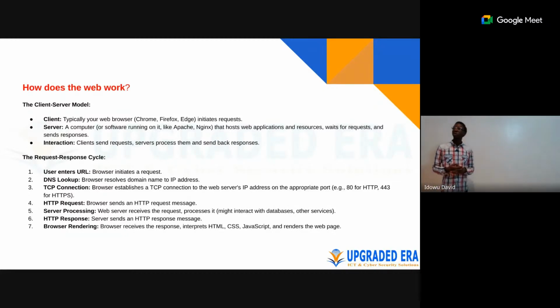Then when there's a match, something called the TCP connection is made. The browser will establish a TCP connection to the server's IP address on the appropriate port, which could be either port 80 for HTTP or port 443 for HTTPS. Then the browser sends an HTTP request message. After it sends the request message, the web server receives the request, processes it, tries to make sense of the request that the browser makes, and interacts with the database and other services. Then the server will send a response back.